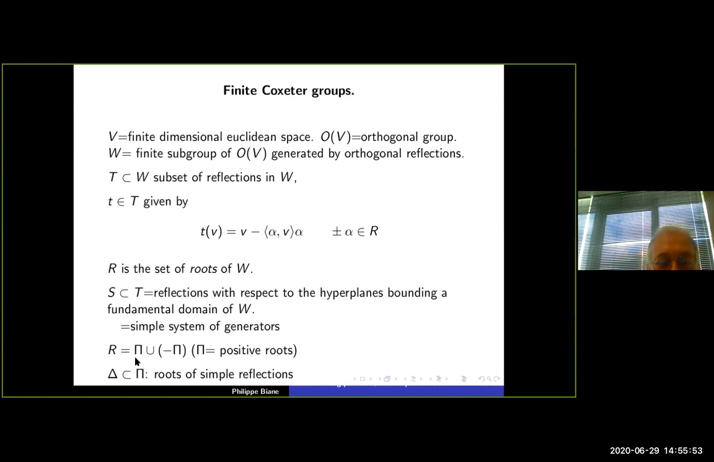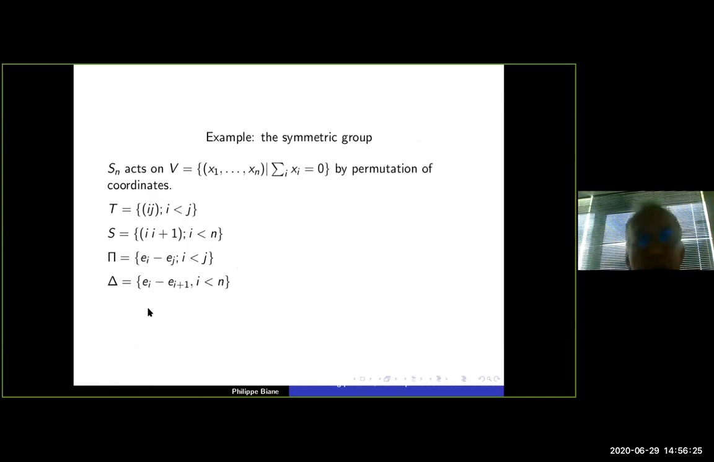One set is called the set of positive roots, the ones which have a positive inner product with the fundamental domain, and the negative of this set of roots, the ones which have a negative inner product with respect to the fundamental domain. And inside the set of roots there are positive roots corresponding to the simple reflections, since S is a subset of T. So let me be more specific now and give you the example of the symmetric group.